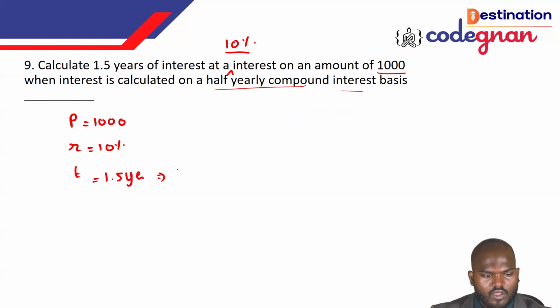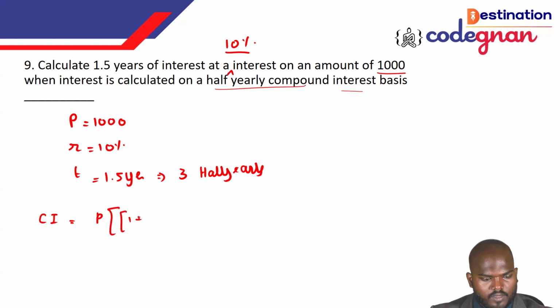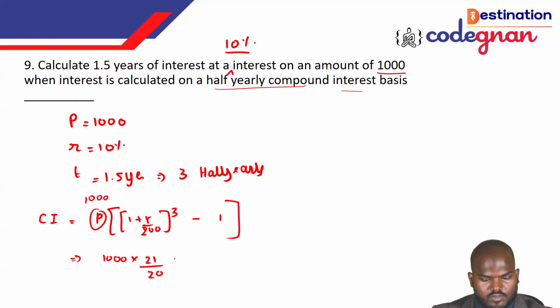1.5 years means you can call it 3 half-yearly periods. They are asking for the compound interest only. So the compound interest is equal to the principal times (1 plus r by 100) over 3 periods. If you are taking half-yearly, you need to use r by 200 here, so (1 plus r by 200) to the power 3, minus 1. The principal is 1,000. If you take it up, guys, this will give you 1,000 times 21 by 20 times 21 by 20 times 21 by 20.